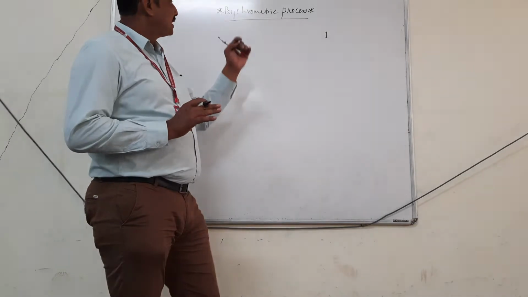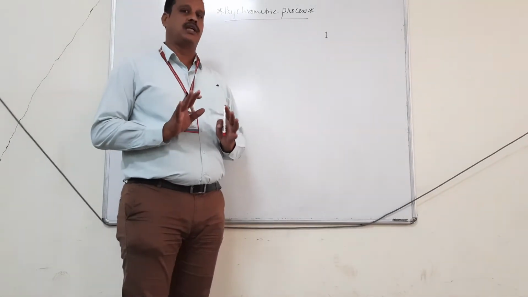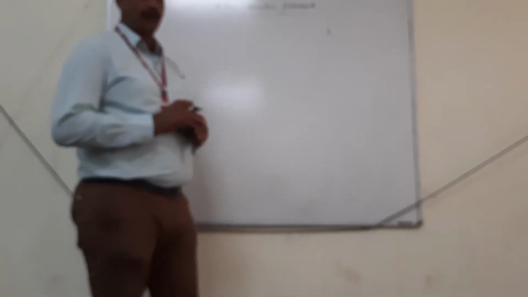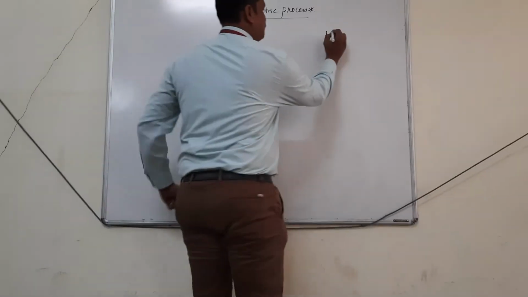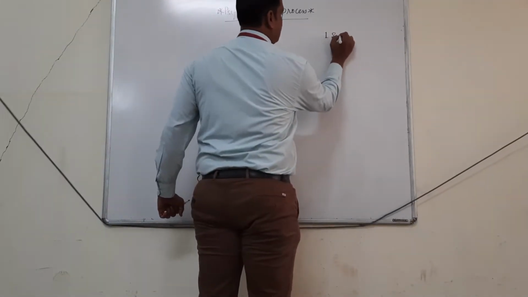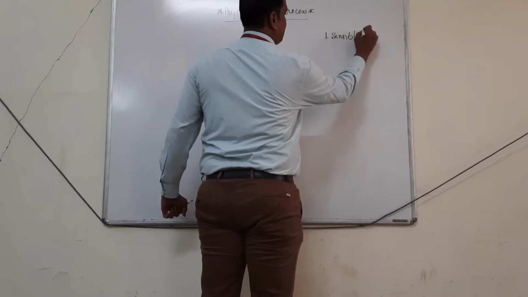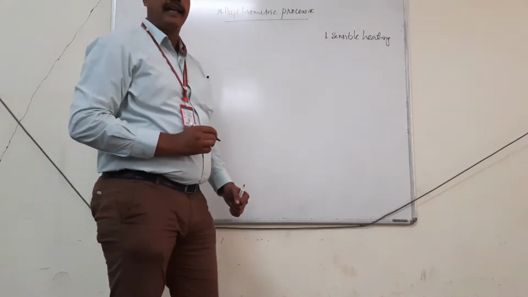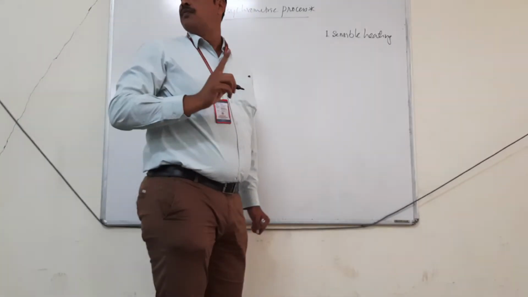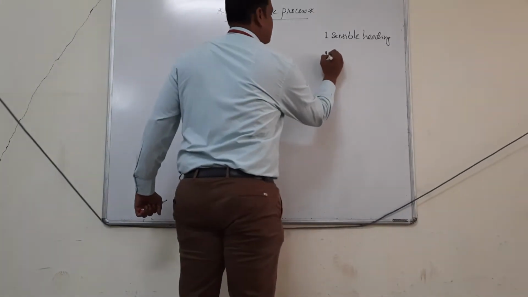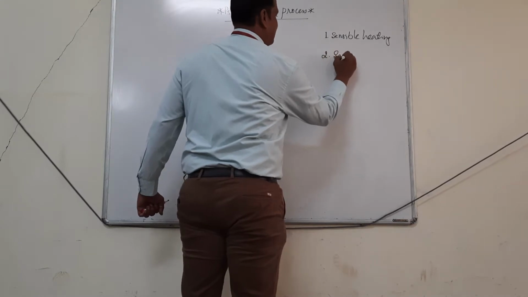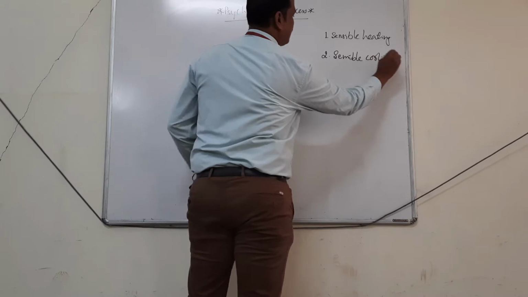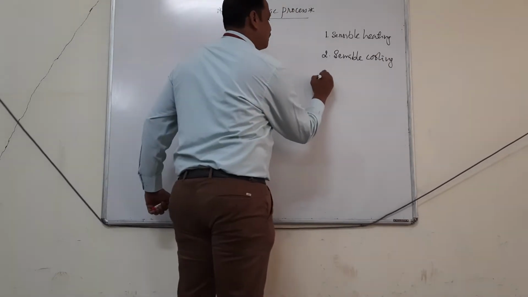Usually, we are using the psychrometric process in air conditioning. Okay, so there are 8 processes involved in this psychrometric process. First one, sensible heating. Sensible heating is the first one. Second, sensible cooling.